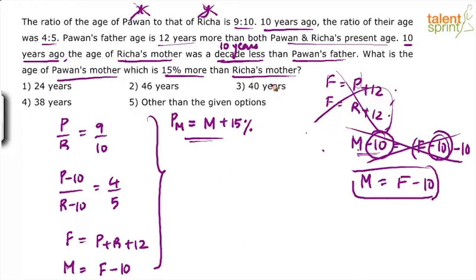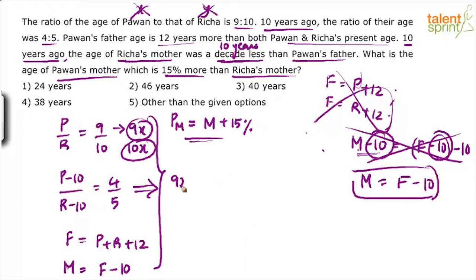Solve these 4 equations and get the answer. I mean, you know how to solve it, right? We can say P equals 9x, R equals 10x. Substitute here, get the values of P and R. You're able to follow. From the first equation, we can take P as 9x and R as 10x. Basically, we are saying that Pawan's age is 9 parts, Richa's age is 10 parts. Substitute in this. What happens? What will this give us?